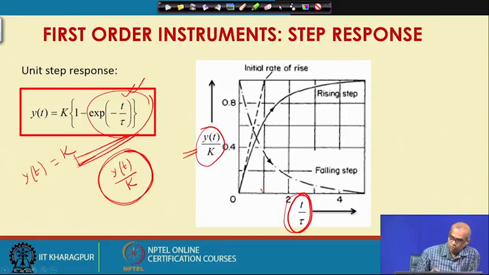So, if I make a plot of y t by k versus t by tau, I will get a response like this for a unit step input. Note that the initial rate of rise was this. But this initial rate of rise is not maintained throughout. The output of the instrument increases and asymptotically matches with this value.